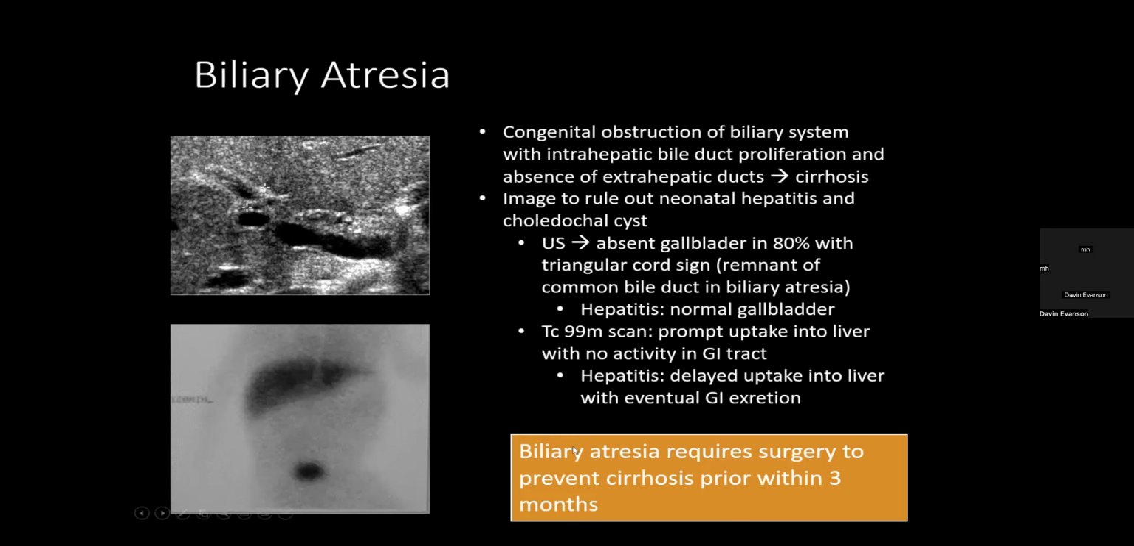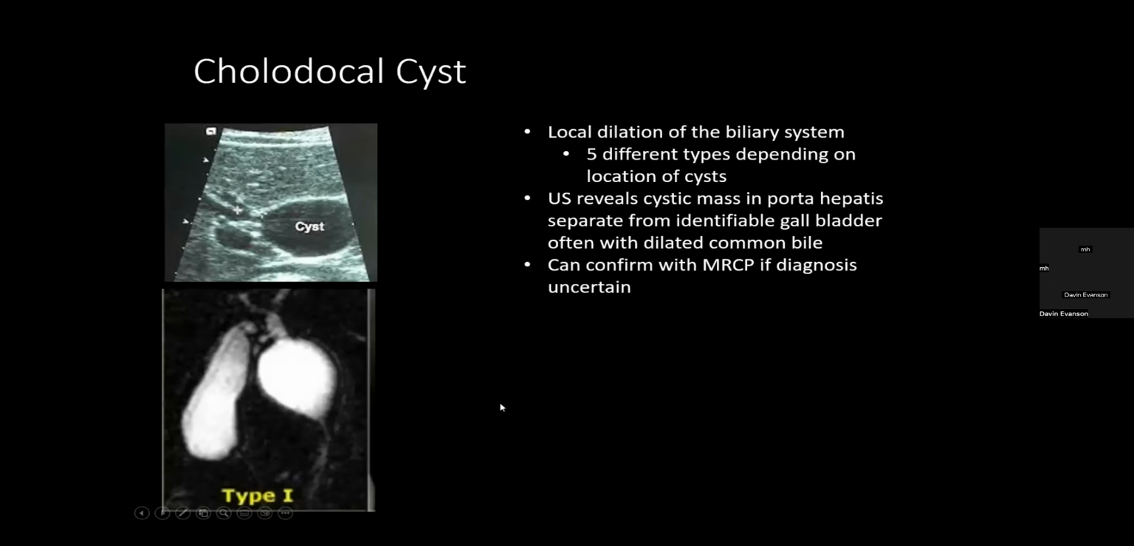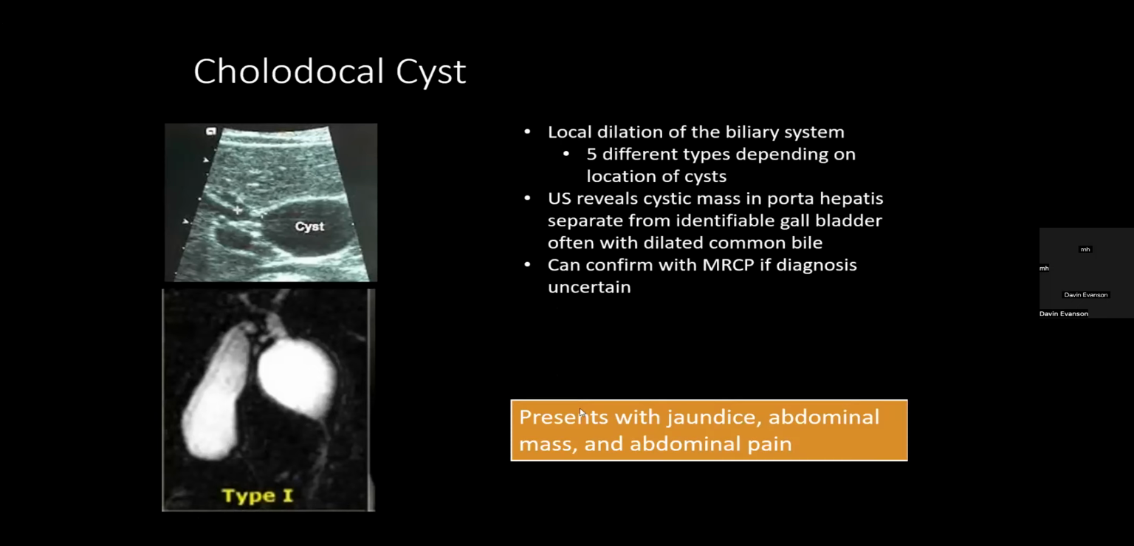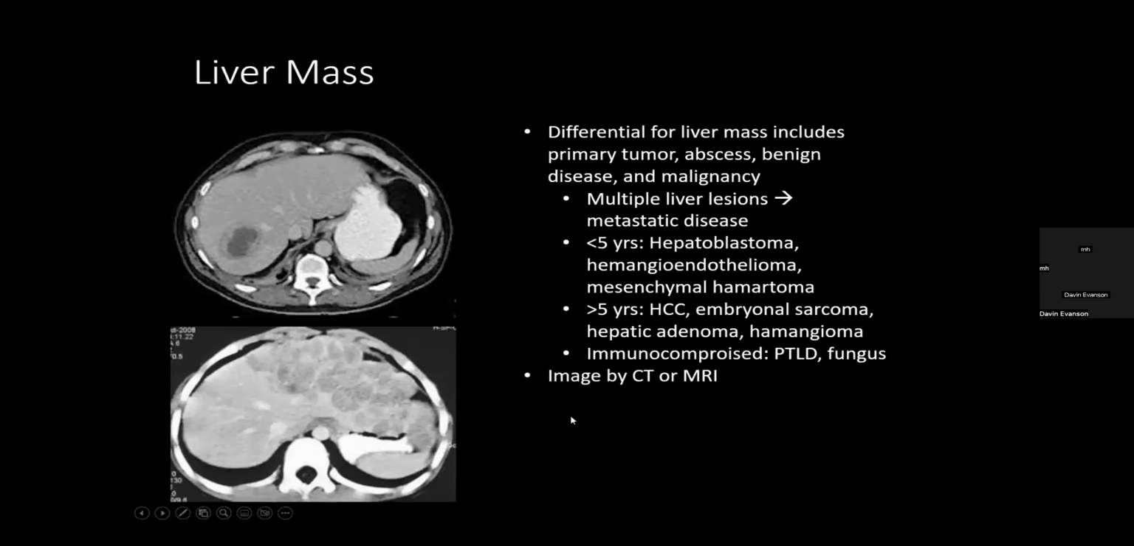So again, newborn jaundice, this is always high on the list. For the differential, we want to rule that out and do nuclear medicine or ultrasound, looking to see if that gallbladder is there or not. Choledochal cysts, I can diagnose that with ultrasound or MRI.